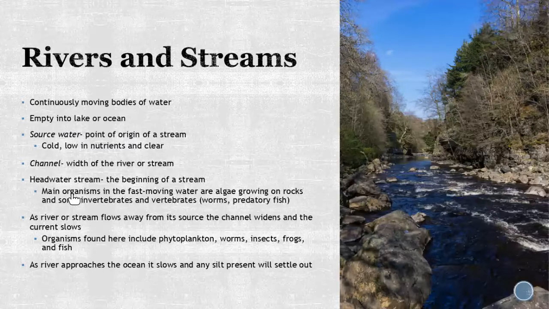Now some words that come up when talking about rivers and streams. You have the channel, which is just pretty much the width of the river or stream. You have the headwater, which is the very beginning, and this is going to be a lot quicker in movement compared to later on. The type of organisms that survive in the different areas depends on how they can adapt to that environment. Now, as it goes further away from the source, you're going to see the channel widen and the current slow. So the further it gets away from the source, the slower and wider the river is going to get. And then you'll see different types of organisms that thrive in those areas. Eventually, as it gets to the ocean, you're going to see any silt settle out. So this is where you see it in all the deltas.